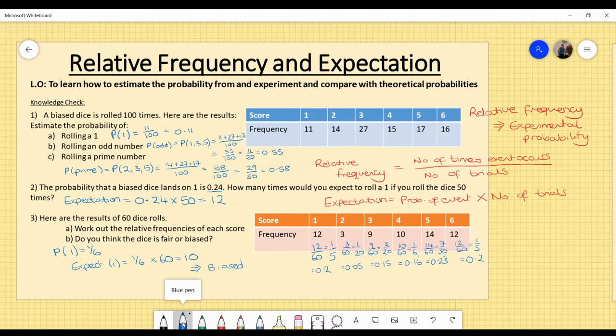Okay, so you've got a worksheet now to have a go at, which involves relative frequency, expectation, and deciding whether something is fair or biased. So give it a go, and then let me know if you've got any questions.